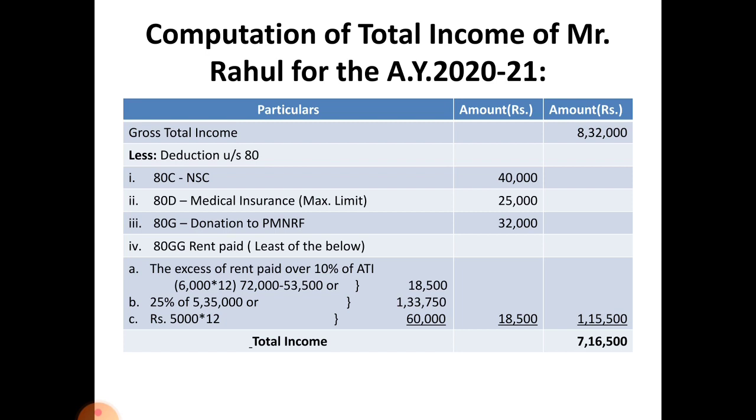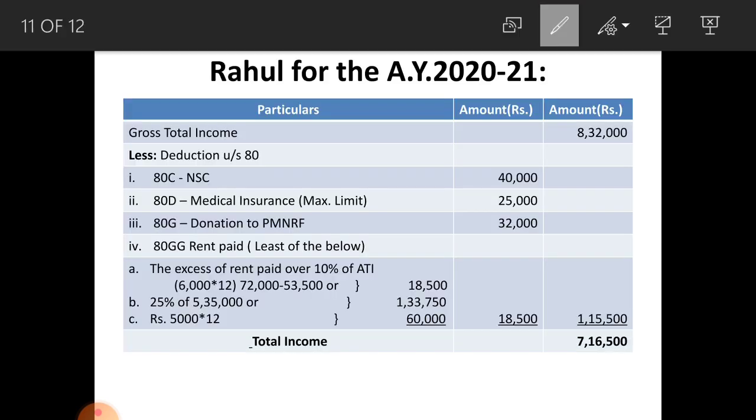Computation of total income of Mr. Rahul for the assessment year 2020-21. Gross total income 8,32,000. 80C, that is NSC 40,000. 80D medical insurance premium paid, maximum limit 25,000. Don't consider 32,000 here, only 25,000. Next, donation to Prime Minister's National Relief Fund 32,000 and rent paid under section 80 GG, least of the below you have to consider, that is excess of rent paid over 10% of adjusted total income.